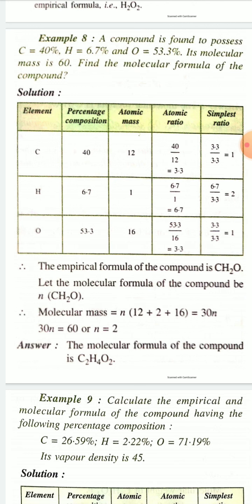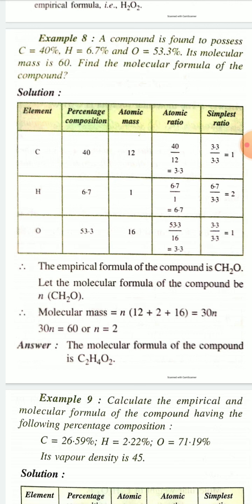So in the empirical formula there is 1 carbon atom, 2 hydrogen atoms and 1 oxygen atom. So the empirical formula of the compound becomes CH2O. Now you have found the empirical formula. Now you have to calculate the empirical formula weight. The empirical formula weight of the compound becomes 12 plus 2 plus 16 according to the empirical formula.